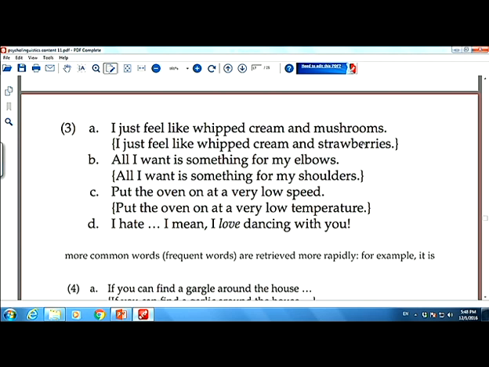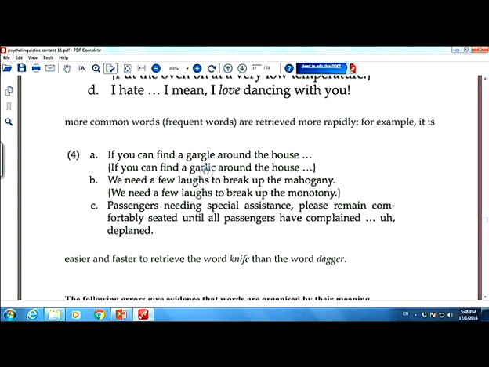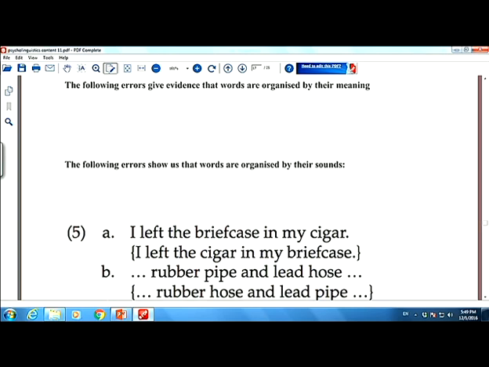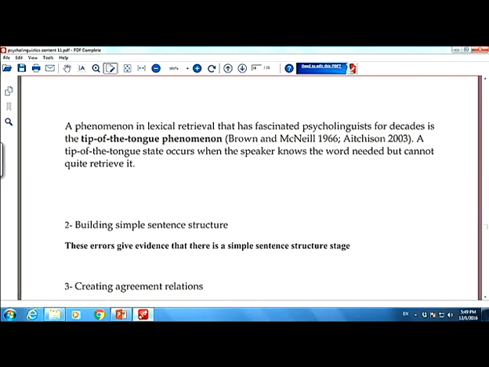Here the opposite, garlic and gargle, mahogany, monotony. So these errors show us that words are organized by their sounds, the sounds they contain. Again, same with syntax, simple syntax, tip of the tongue phenomenon. Anything that is in bold is really important.